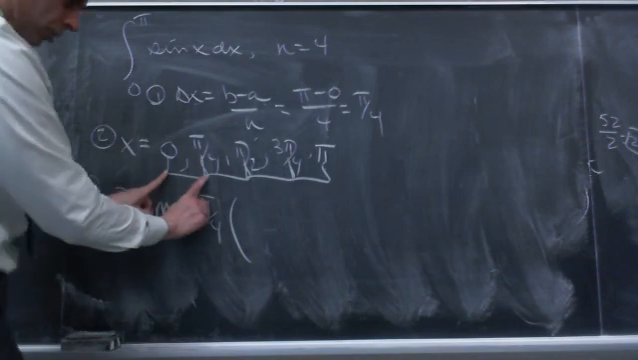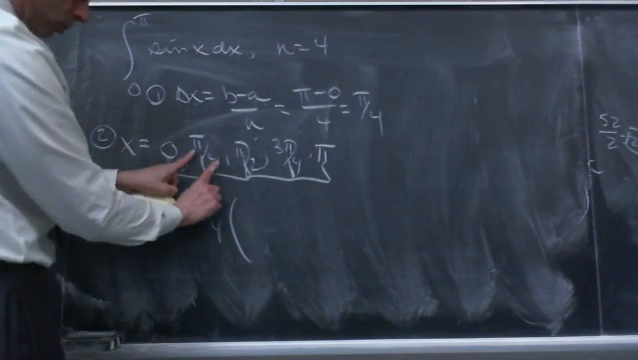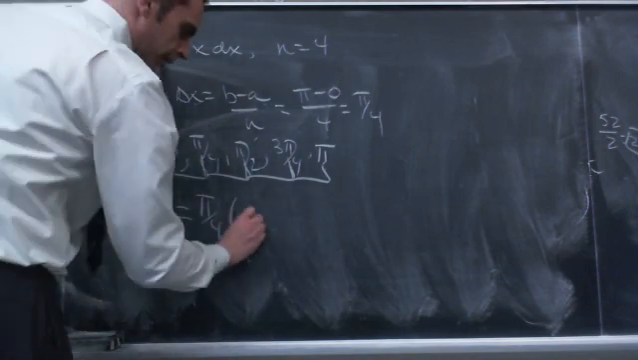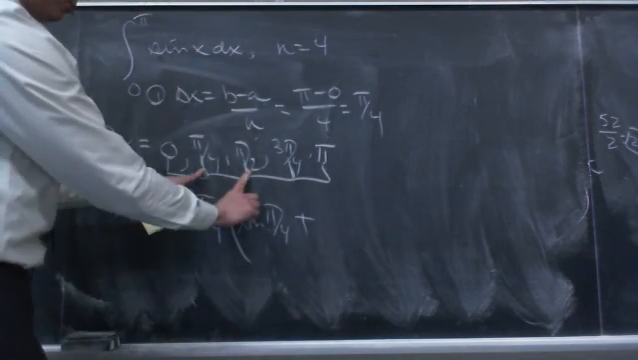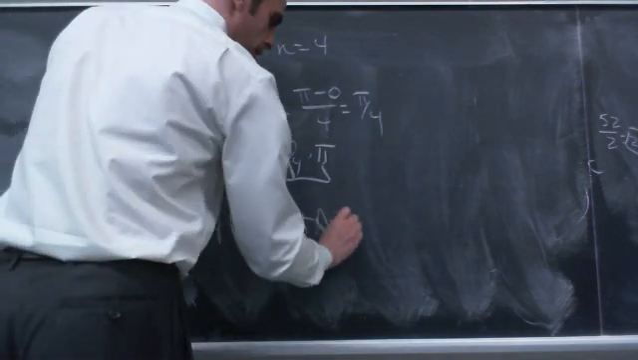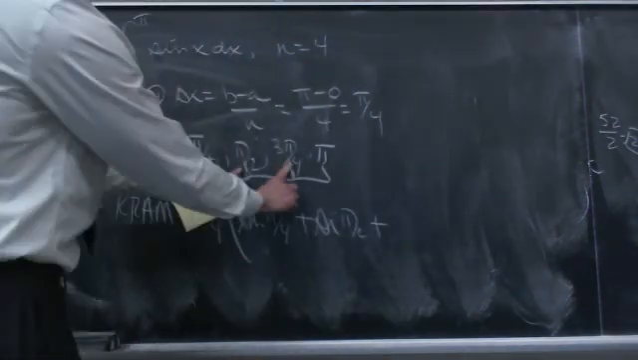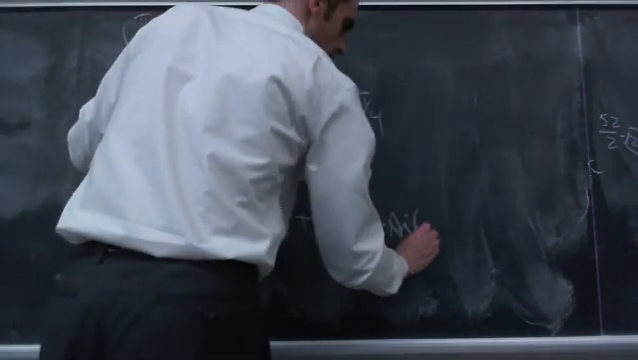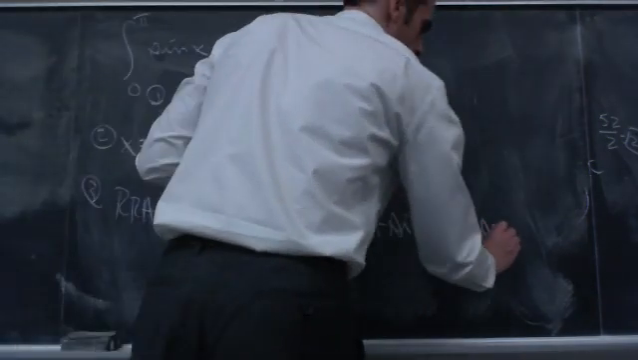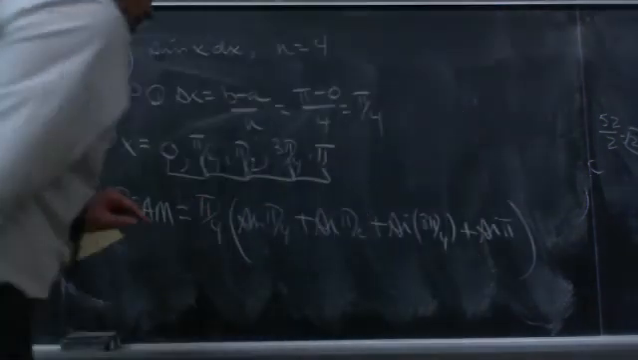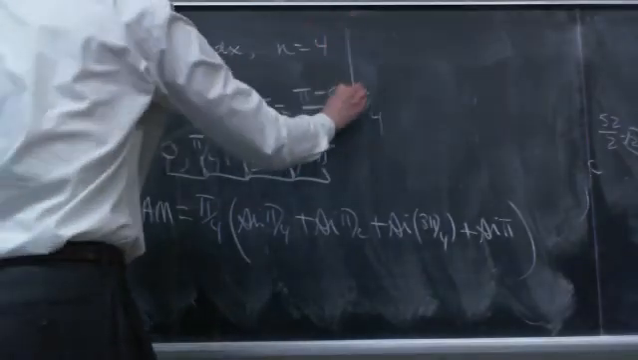So between these two, this is the right endpoint. Put it in, and I'll get the sine of pi over 4. Between these two, this is the right, the sine of pi over 2. Between these two, the sine of 3 pi over 4. And between these two, the sine of pi.